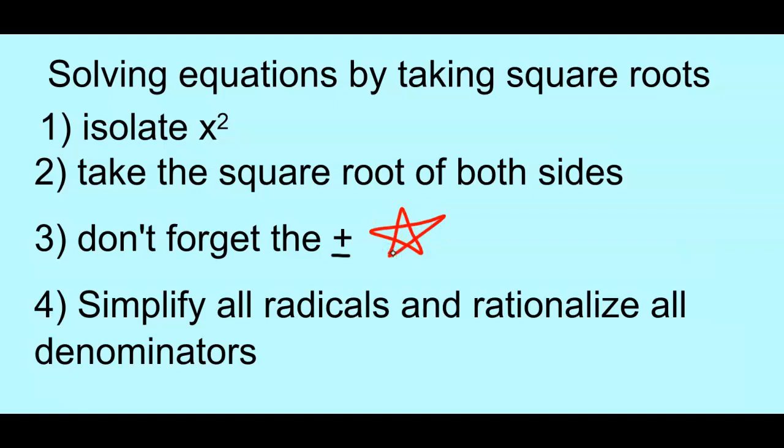This is very important because we're going to have an x squared, which means we get two answers. It's because we're going to be able to use the positive of the answer or the negative of the answer. And then your final thing, make sure you simplify all radicals and rationalize all denominators.